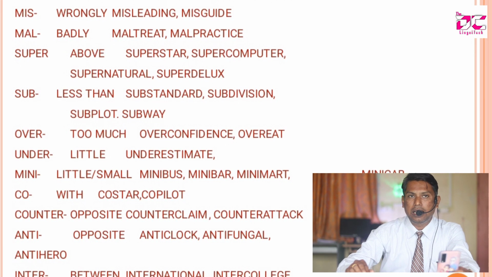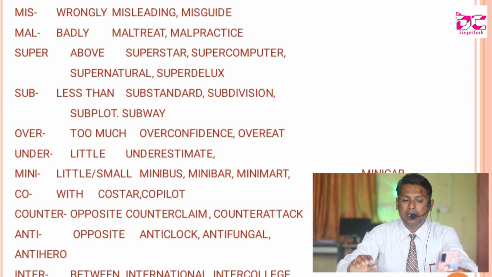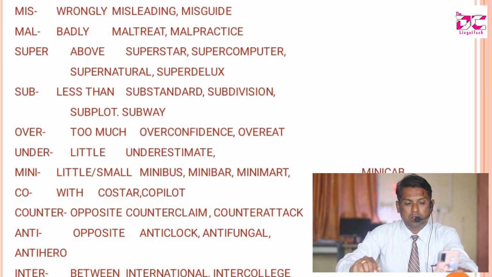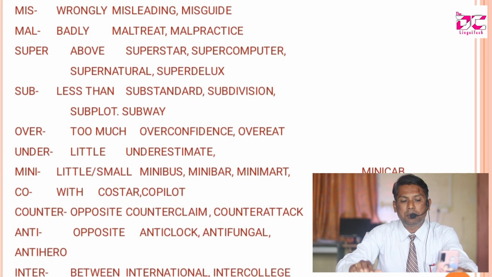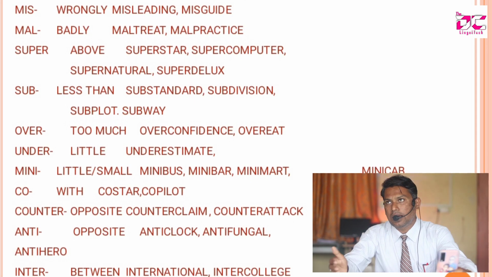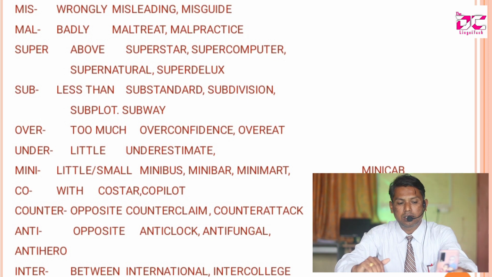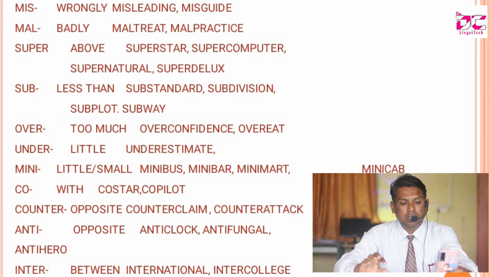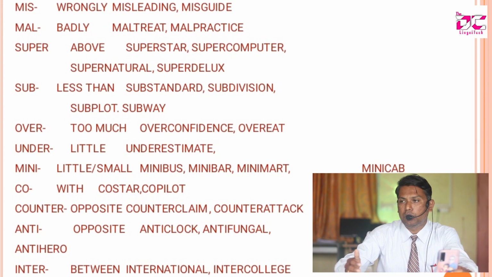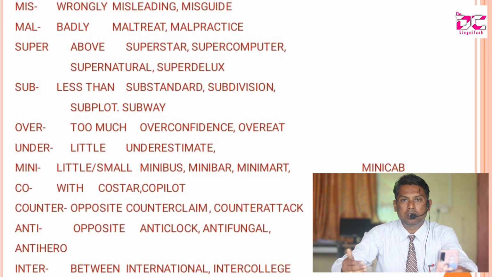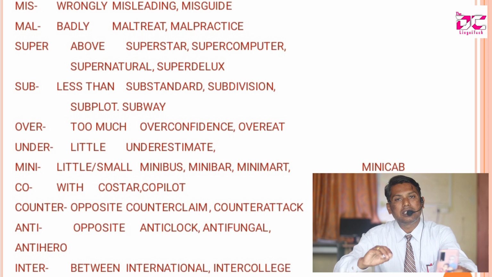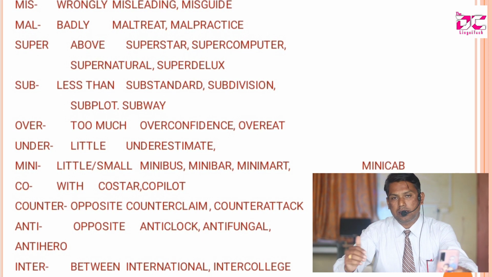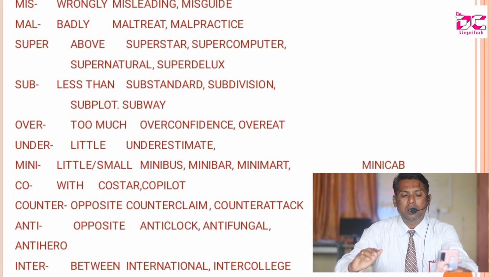Let's see another word like under. Under is a little, like underestimate, or another like sub. Sub is less than. When I say substandard, subdivisions, subplot, subway. Another prefix is over. Over does mean too much, more than reality. When I say overconfidence, overeat, overreach, it does mean more than.